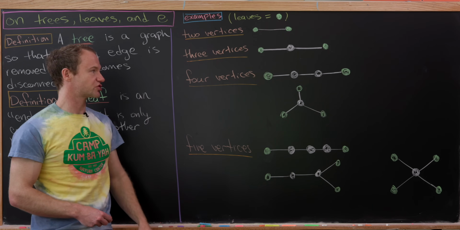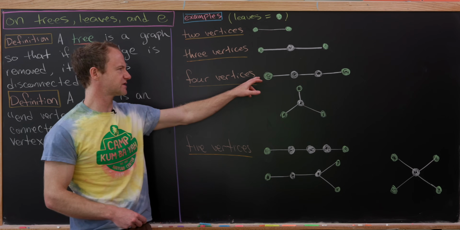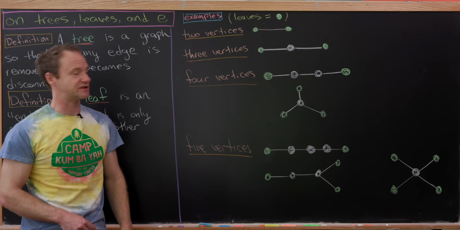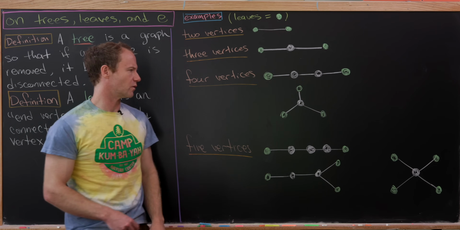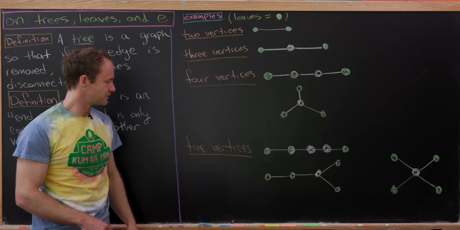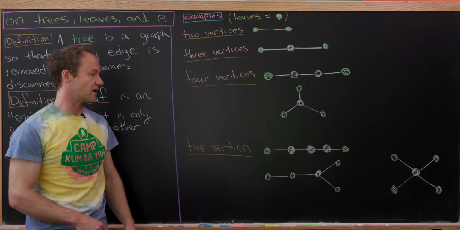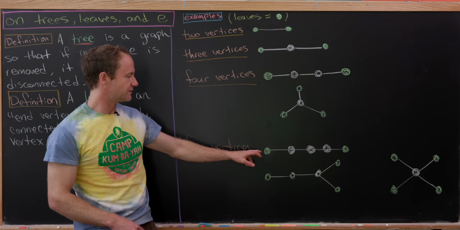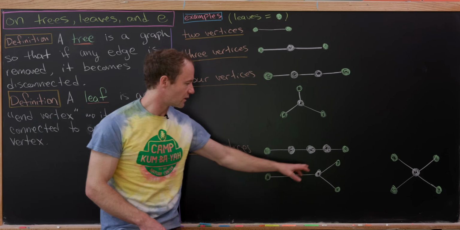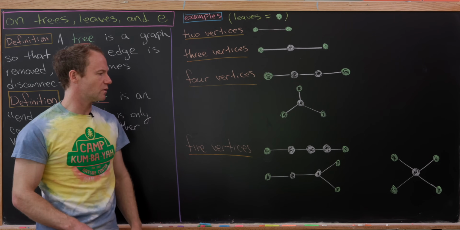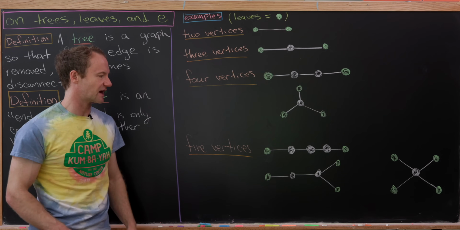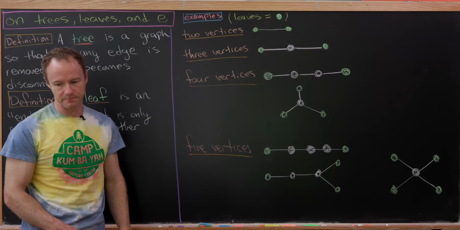So there are 2 trees on 4 vertices. There's this one, which is really an obvious extension of the top 2, and then this other one which branches off from a middle point. Then there are 3 trees on 5 vertices. You've got this one which is just a long line, then this one that branches at the end, and the one over there which comes out of one inner vertex. Again, notice that I have the leaves in green.